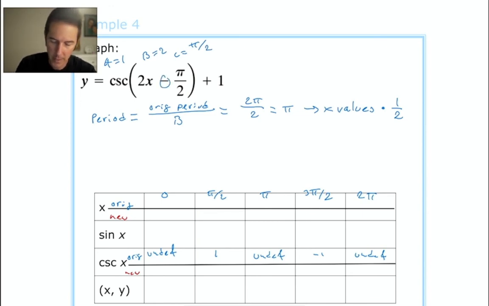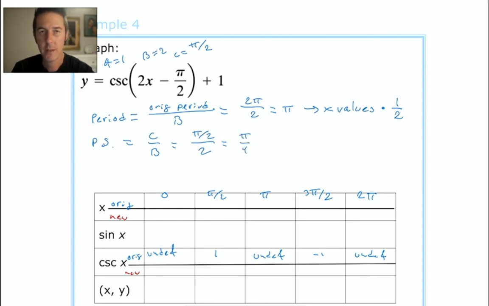Because this says minus what? Minus +pi/2. So what does that do? It causes a phase shift, PS for phase shift or horizontal shift, and that is equal to c divided by b. And in this case, that's pi/2 divided by 2, which is equal to +pi/4. So we're going to be taking the graph and shifting it to the right, pi/4.